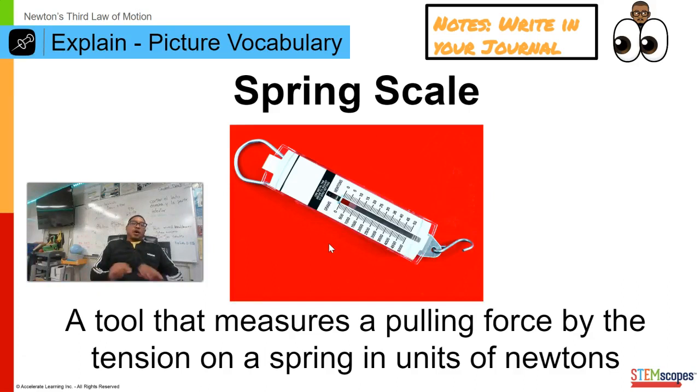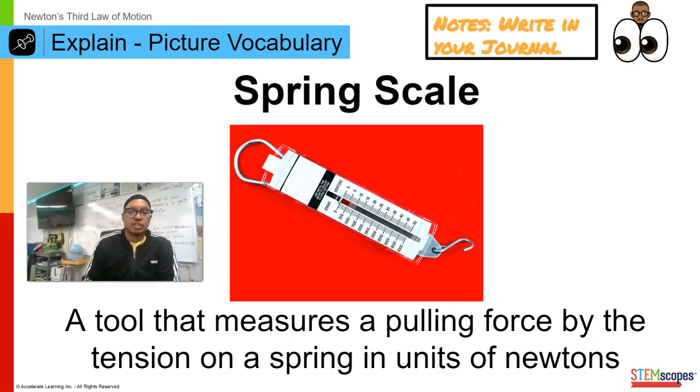All right, so I'm not going to take super long on these ones. You're going to have to pause it because, again, we've used this in class multiple times. So a spring scale is a tool that measures a pulling force by the tension on a spring in the units of Newton. Now, make sure you see all the way up there. You should be writing this in your journal. I know we're switching back and forth. So we're in our notebook journal. That's how we're going to be today. Okay, so make sure you get this written in.